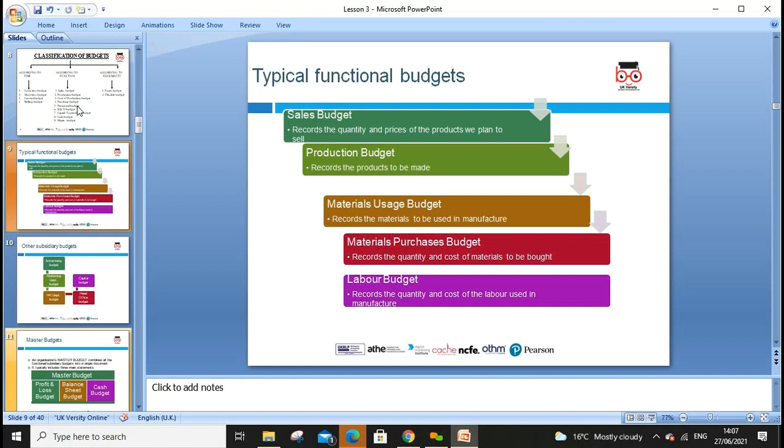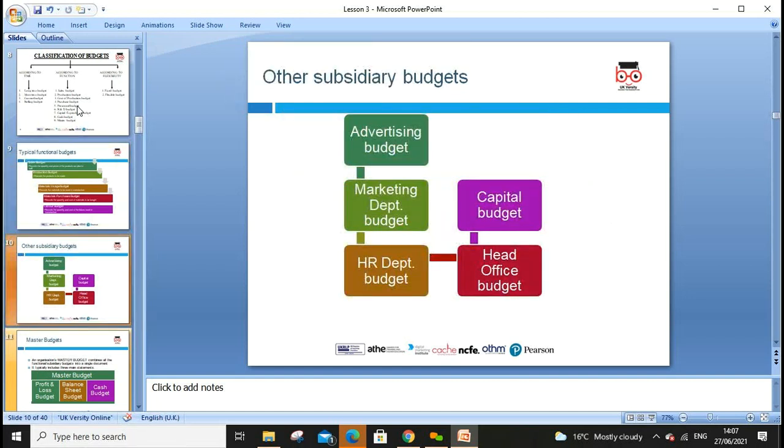By type of function there are the sales budget, production budget, material usage budget, material purchase budget, and labor budget. These are called functional budgets, used for functional area planning. Other subsidiary budgets include the advertising budget, as in the marketing department, and different types of budget.